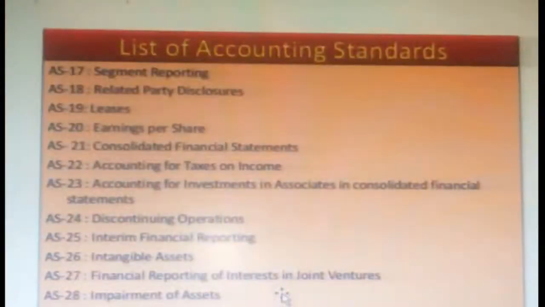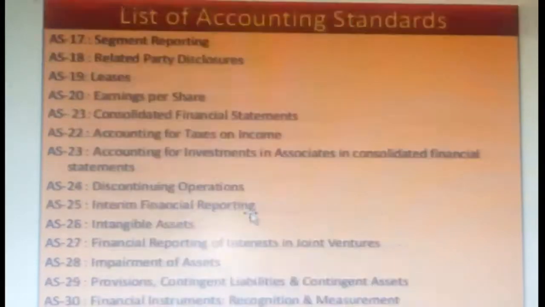Then see AS17, the segment reporting. How you are going to report? That will be discussed in AS17. Then AS18, related party disclosure, like an external party, how they are going to display the report of the accounts, correct. Then accounting standard 19, leases. So what is the meaning of lease? How they will give lease? How you are going to account, correct.